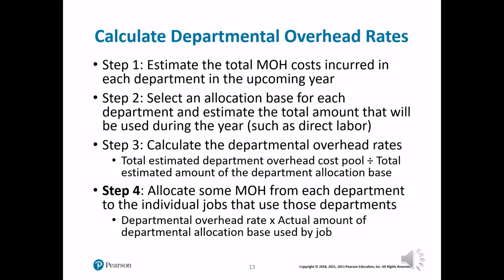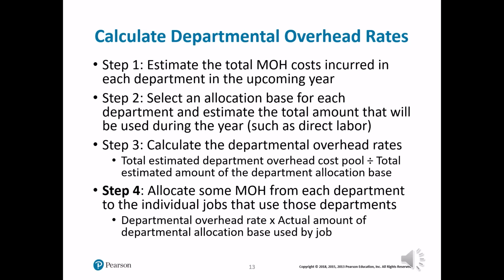Step 2 is to select an allocation base. We've also called that a cost driver. So we want to determine what is the best cost driver. We often just use direct labor, but we determined, especially with Caesar's Palace, that direct labor isn't necessarily a good cost driver for every department.